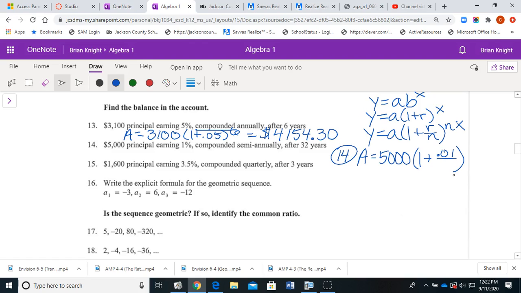If it says daily, 365. So we've got 2, divided by 2, to the 2 times 32 years, so 32. Put all that in your calculator. My answers said you should get $6,880.15. Is that what your calculator said?